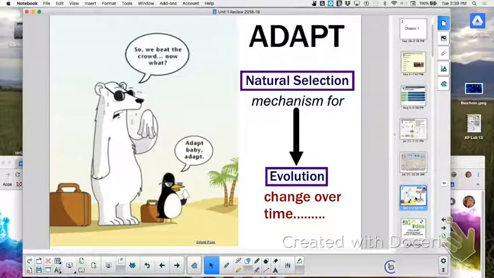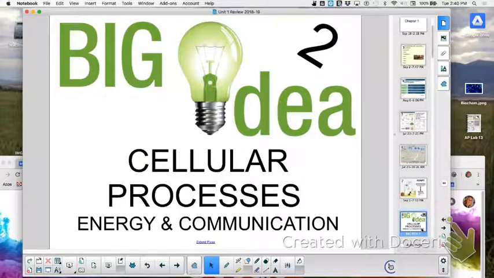That would be selecting for an adaptation that is advantageous in that environment. Now, other organisms might live just due to chance, and that's called genetic drift, and we're going to be learning about that. But natural selection is the biggest mechanism for evolution, the mechanism to explain change over time. So that's all falling underneath big idea 1. Big idea 2 is cellular processes, energy, and communication. We're really starting to delve into those now.